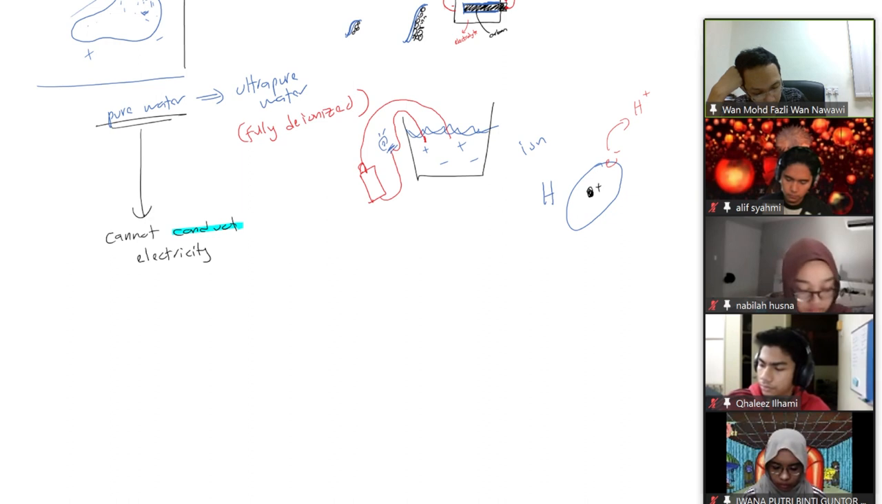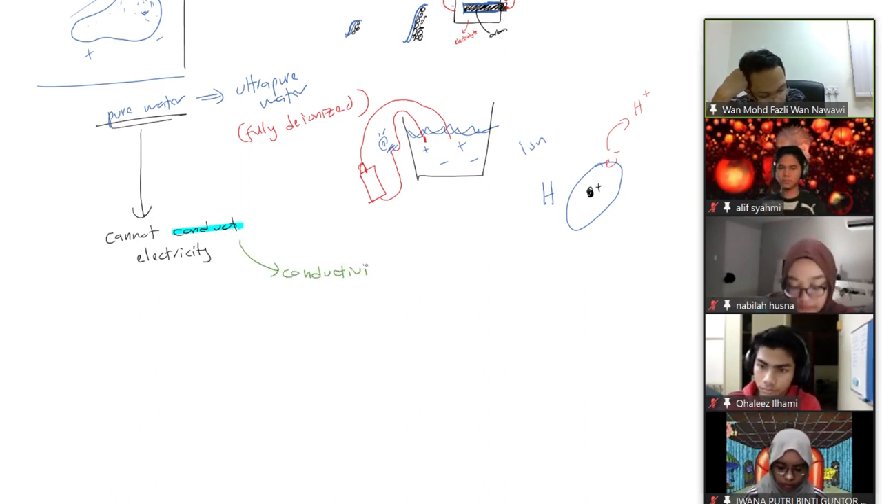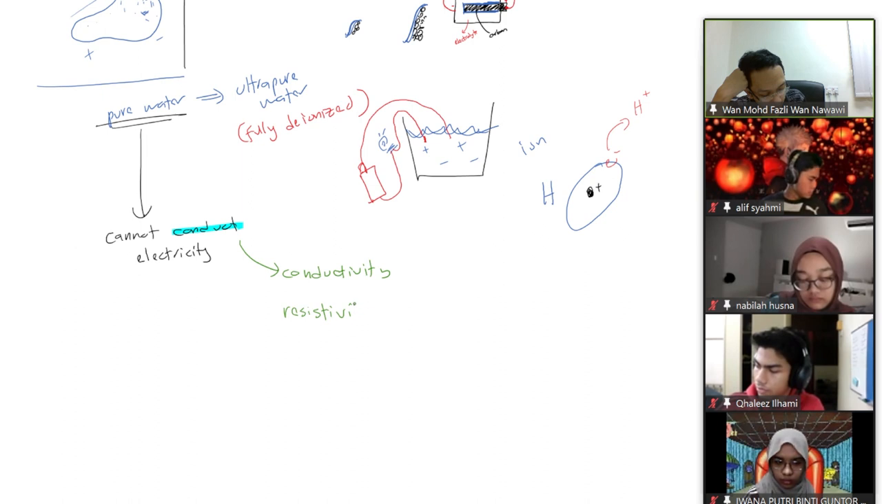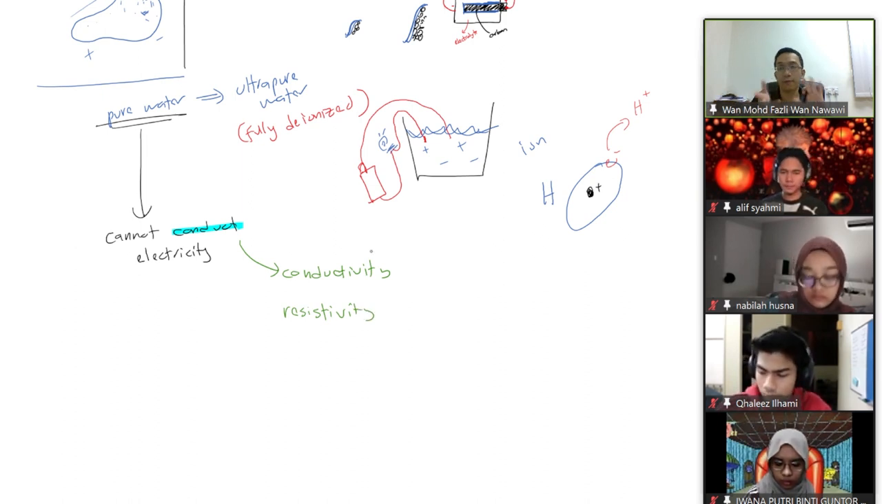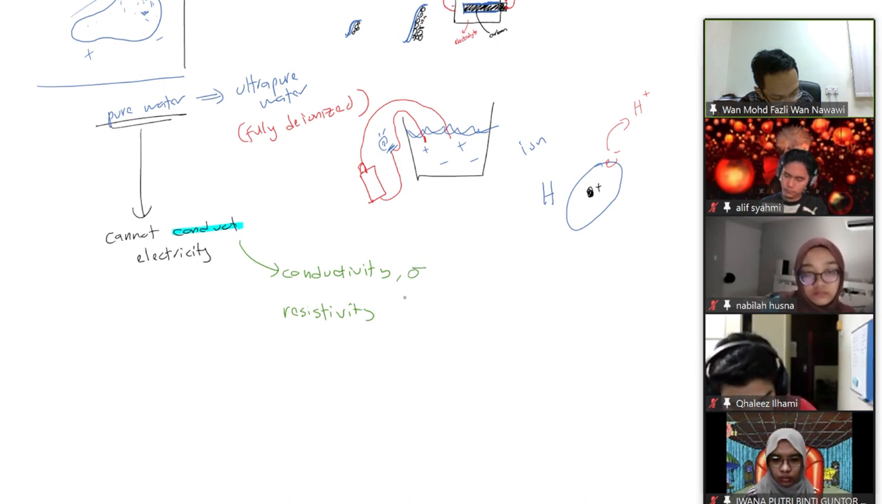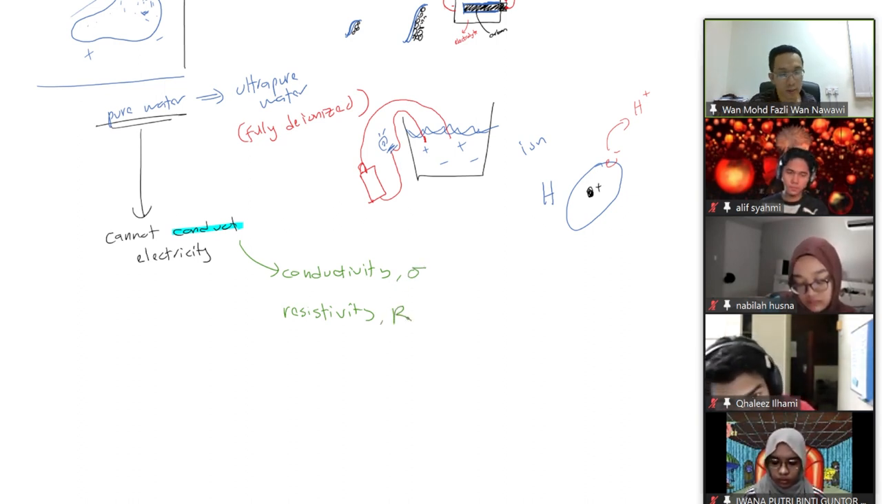You have conductivity there. We also learned before about resistivity. These two things are just inverse of each other. If conductivity is sigma, the symbol, resistivity is R.